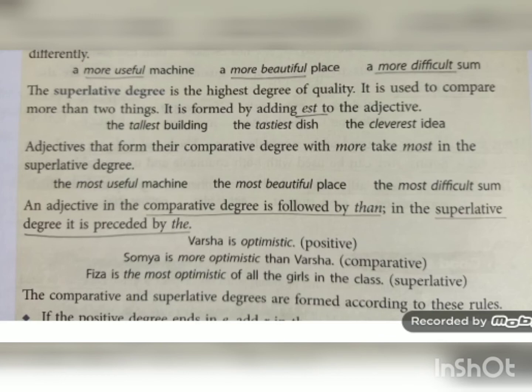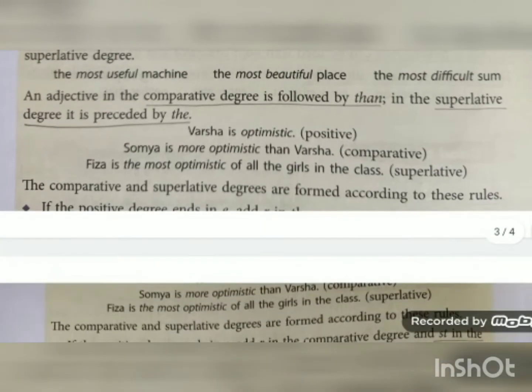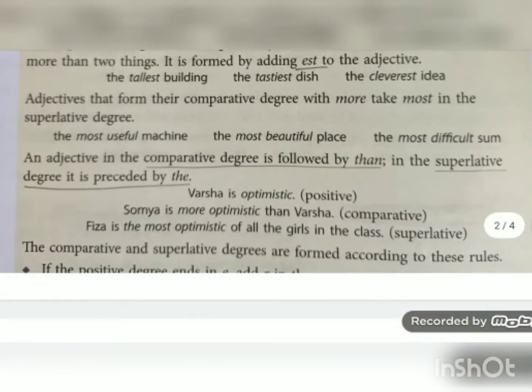Next, Fiza is the most optimistic of all the girls in the class. So here in superlative degree, Fiza is compared with all other girls. So Fiza is the most optimistic. The most, here article the is used before the adjective. The most optimistic of all the girls in the class. Now, optimistic means positive thinking, those who have positive thinking. So this is how than is used in comparative degree and the is used in superlative degree.